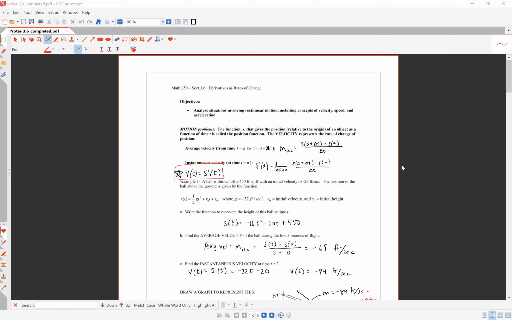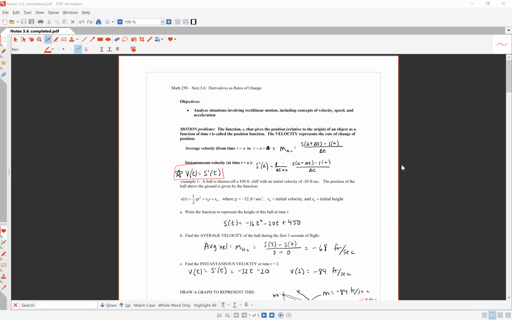So this is a discussion on the material in section 3.6. We're going to be talking about distance functions and speed and velocity. Several of the problems have a function which gives you the position of some kind of particle or a car or something that's moving. And then we have a few definitions here.